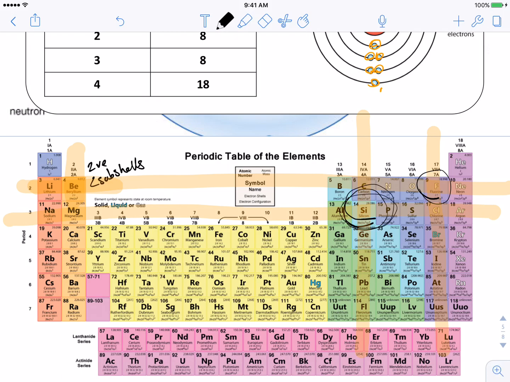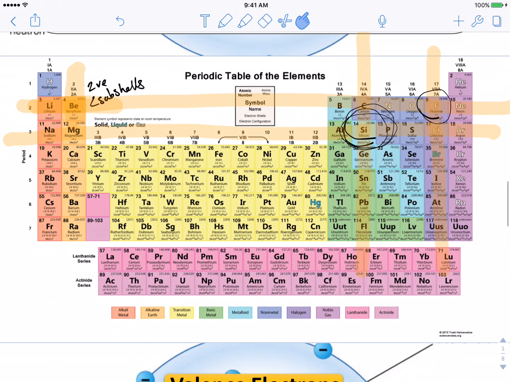We did that right. So this is how you check your Bohr models. It should be in the proper group based on the number of valence electrons it has in the outermost shell. It should also have the appropriate number of subshells that correspond with the period that it's in. So this is how you check.